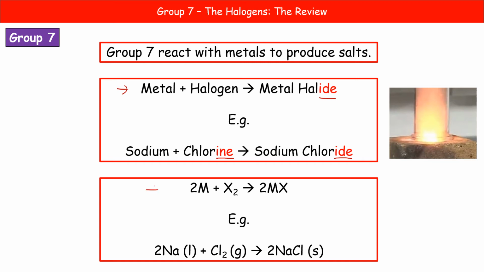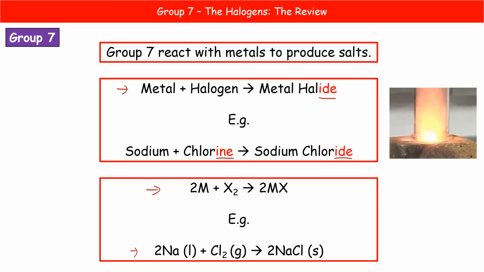If we look at the balanced symbol equation, then we start off with two of our metal atoms. They're going to react with one molecule of our halogen, and remember they go around as a pair, hence the X2, and that will form two molecules of our metal halide, MX. So let's look at our example at the bottom, again using sodium and chlorine. So we've got 2 sodium, 2 Na, plus Cl2, you must remember that little 2 in the bottom right, and that's going to make NaCl, and there'll be 2 of those.